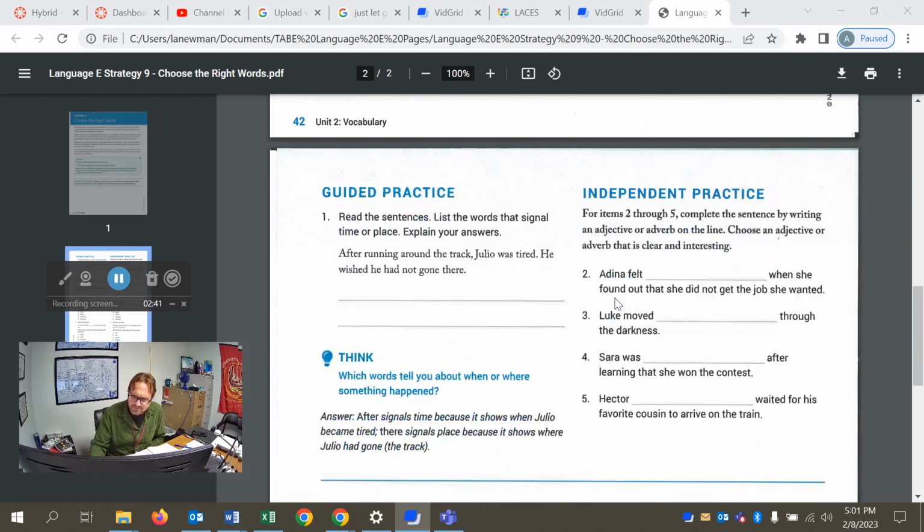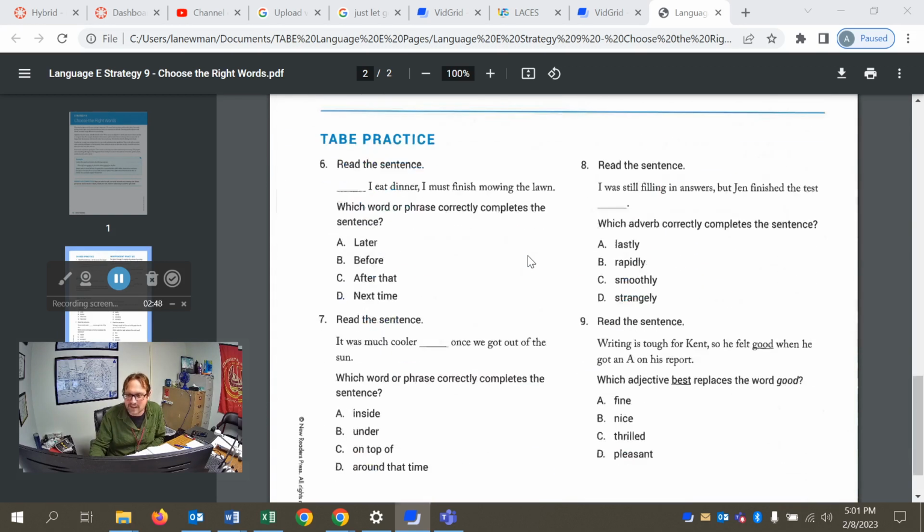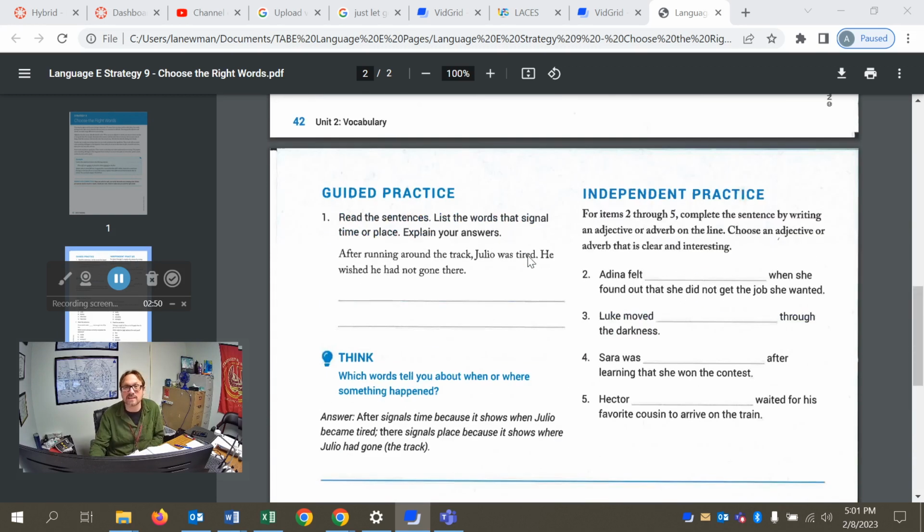Okay. So if you want to pause the video for a minute and do this practice, there's not a lot of it, just this one page, and then I'm going to go over it here in just a second. But the point here, we're talking about words that signal time and place. We're talking about choosing words that are precise and accurate to your meaning, using adverbs or adjectives to modify words if necessary to create interest or meaning.